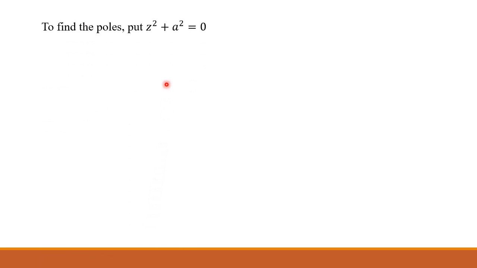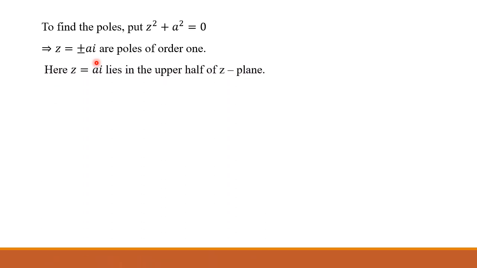For that, first we find the residue. For that we set the denominator value as 0, that is z^2 + a^2 = 0. From this, z^2 = -a^2 and z = ±ai. So we get two poles, ai and -ai. Here we consider only the positive value because the circle is the positive upper half circle. So we consider the pole ai is inside and the pole -ai is outside. So we find the residue for the inside pole ai.